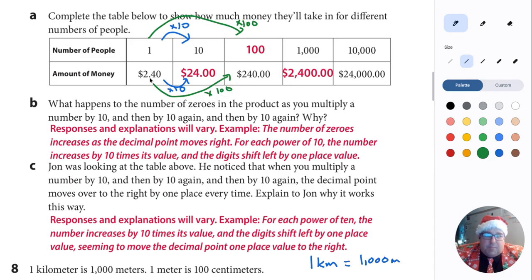If we multiply by 100, we move it twice. So 1, 2. So now it's behind the 0 there. 1, 2. It's right here. So that's how we get $2.40. Okay.